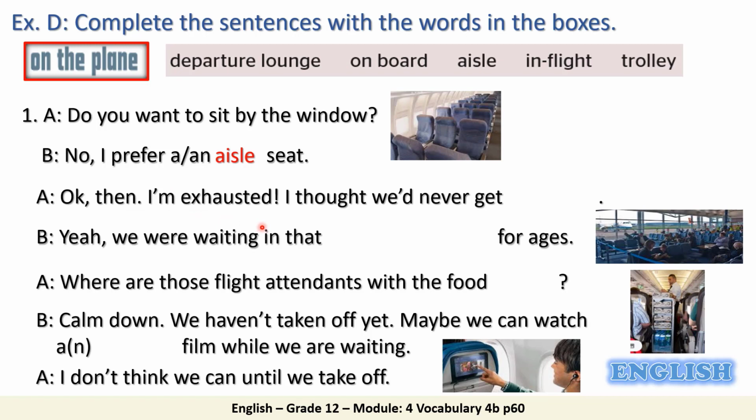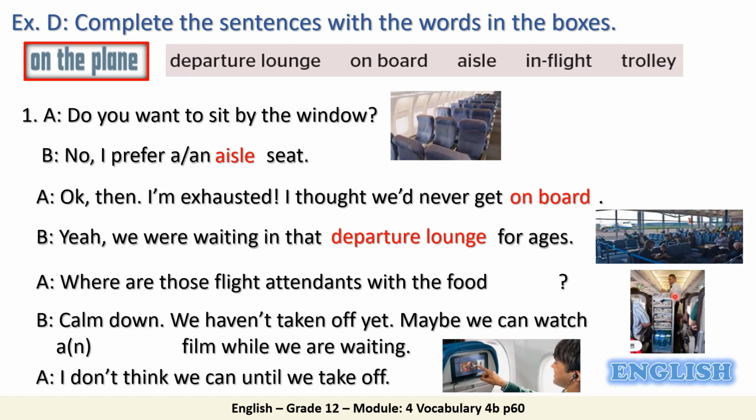I'm extremely tired. I thought we would never get what? Your answer please. Get on board. Right. B says, yeah, we were waiting in the for ages. What do we call this area in the airport? Exactly, it's departure lounge. A says, where are those flight attendants with the food?